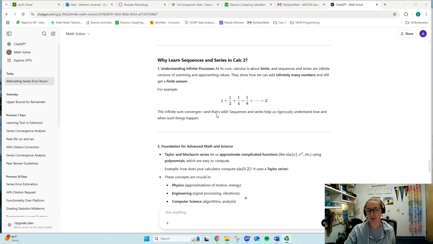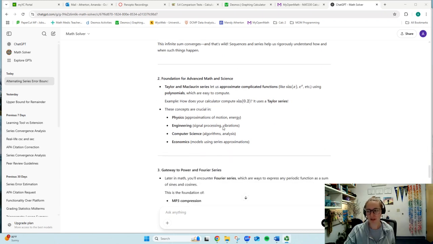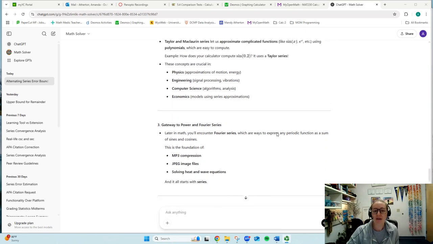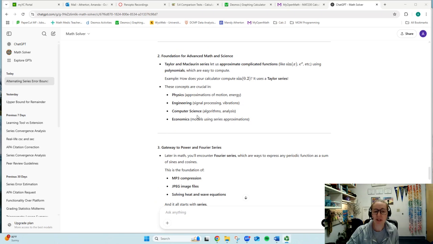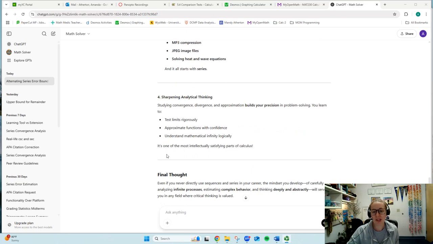And you can show that with the geometric series. But I want us to actually think about what we're doing. So we're going to be heading towards Taylor and Maclaurin series to help us approximate functions that we already know. And we've already seen ln of x. Well, actually today I think we're going to see what ln of x is going to be as a Taylor series. But all of these things have applications in physics, engineering, computer science, economics, modeling, approximations, and then also just helping us build our precision in problem solving.